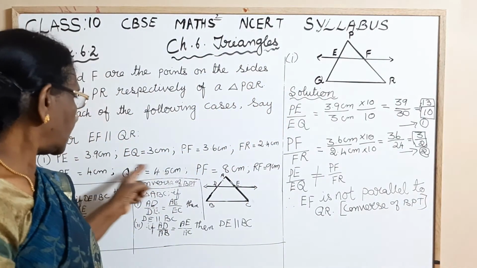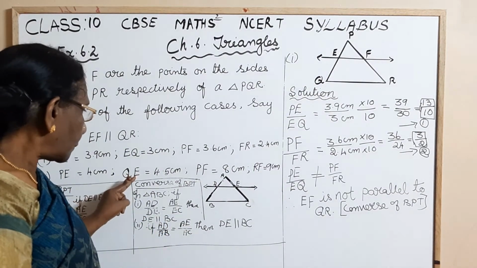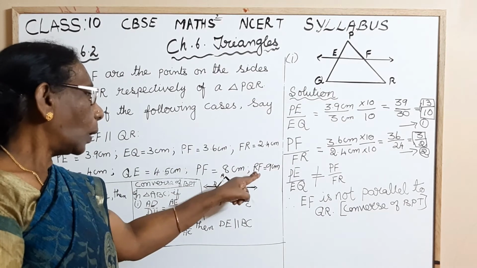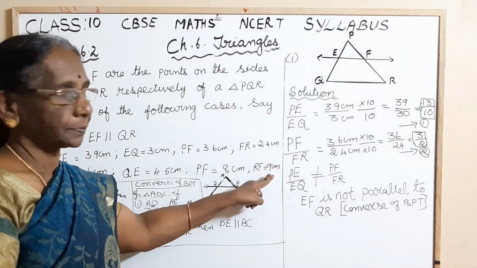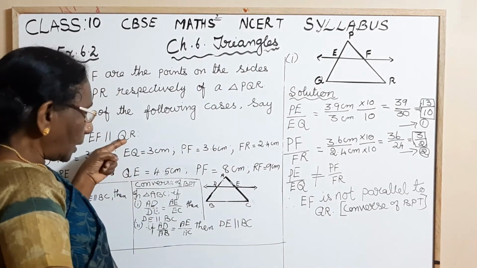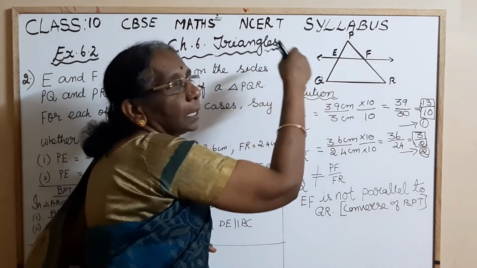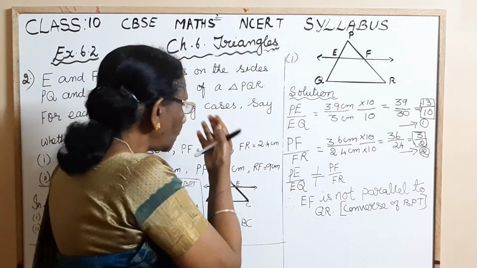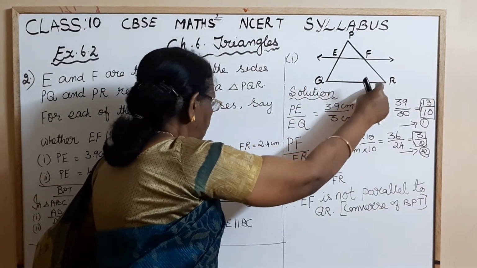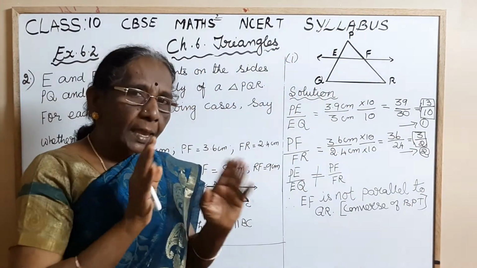Now the second question. See here, PE is given as 4 centimeter, QE is given as 4.5 centimeter, PF is given as 8 centimeter, and FR is given as 9 centimeter. So here PE is the first part, QE. Here EQ is given, here QE. EQ and QE represent the same length. So no problem about that. The same way here PF and RF is given. So RF and FR represent the same length.